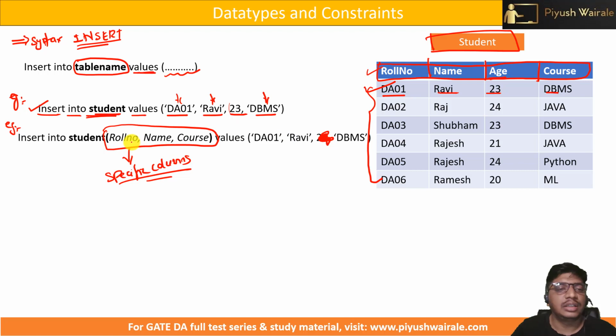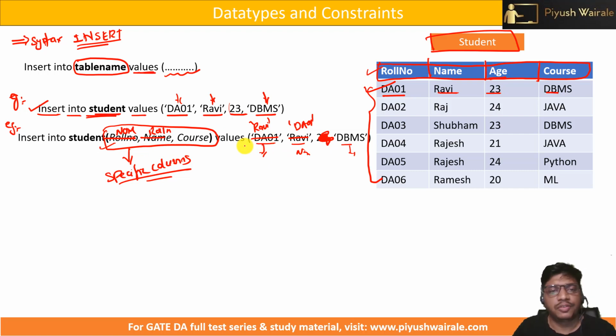We have to make sure that the order of roll number, name, course that we are inserting must be the same. It means that for this particular order, this will be the roll number, this will be my name, and this will be my course. Even if you interchange, for example, this will be my name and instead of name it is roll number, then you have to change the values here also. So it will be Ravi and this will be DA01, right? This is also correct because we have just changed the column names, but you also change the values corresponding to it. This is a must.